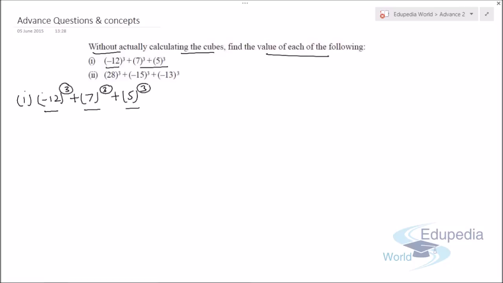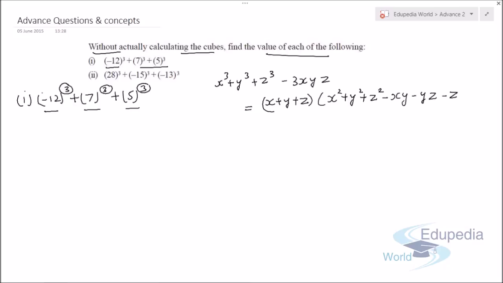So which directly implies that we can apply the identity x cube plus y cube plus z cube minus 3xyz equals x plus y plus z into x square plus y square plus z square minus xy minus yz minus zx. Now, further we have to check if x plus y plus z comes out to be 0. So for the first question we have x as minus 12, y as 7 and z as 5.